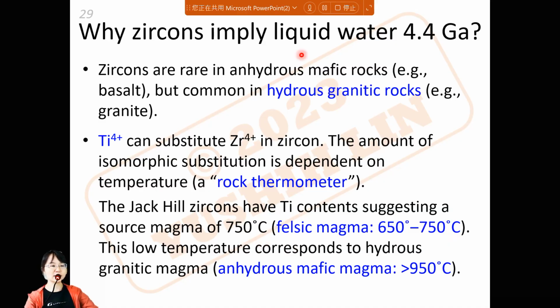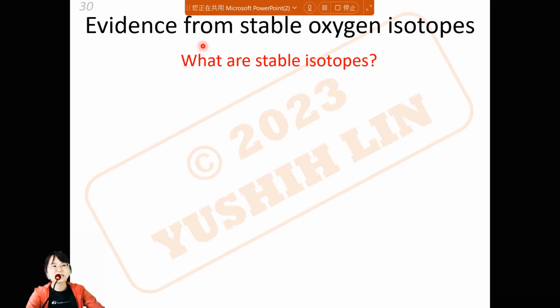In contrast, if it's mafic magma, the magma that produces basalt, then the magma is anhydrous and the temperature is usually higher than 950 degrees Celsius. Therefore, the trace metal geochemistry of zircon supports the hypothesis that the zircon originated from granite, and granite implies the presence of liquid water. And lastly, we will talk about stable isotope evidence.